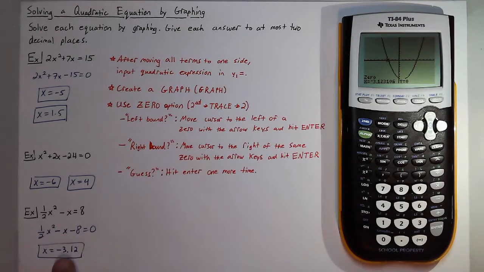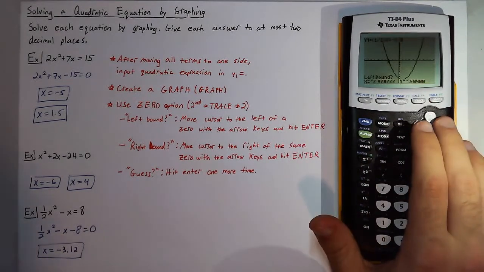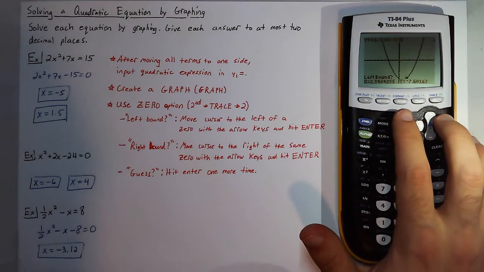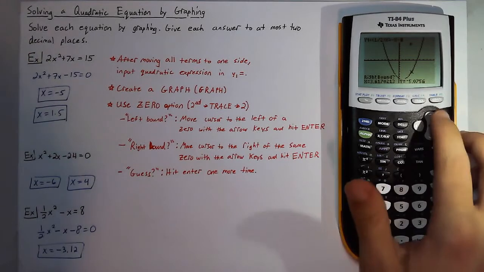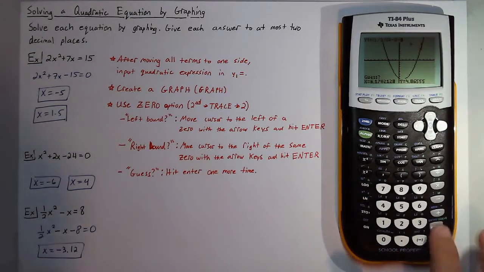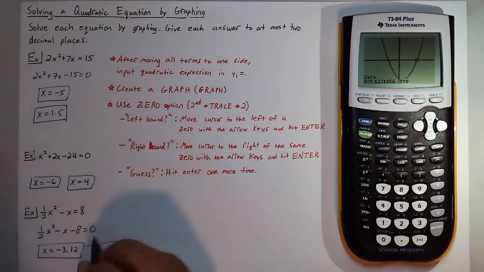Now if I keep going, I'll have to put second trace 2. Now I'll go to the left of the right 0. So I'll go down, come back up, hit enter while I'm to the left, keep going to the right, hit enter while I'm to the right of it, and it'll guess it is 5.12. And that is how you solve a quadratic equation by graphing.